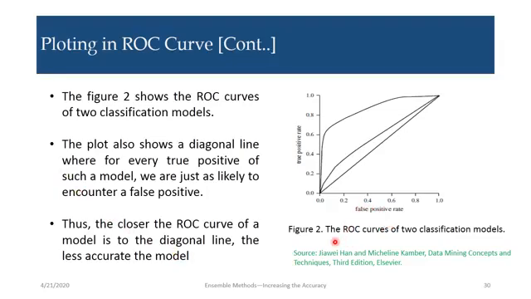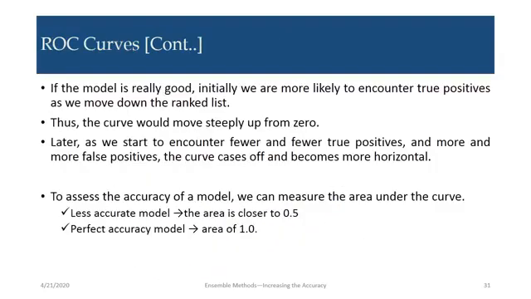This is a diagram which shows the ROC curves of two classification models. Here in figure 2, we have a diagonal line. On this diagonal line, for every true positive of such a model we are just as likely to encounter a false positive. So a line close to this diagonal line indicates a less accurate classifier. The closer the ROC curve of a model is to the diagonal line, the less accurate the classifier model is.